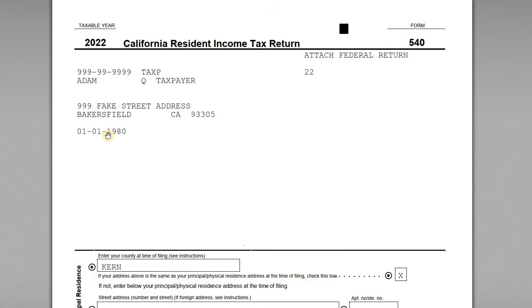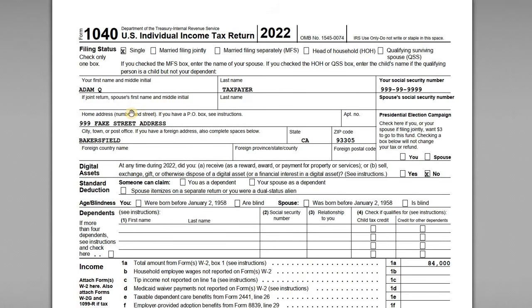Alright, for this video we want to go over a simple example of how to prepare a California resident income tax return, Form 540. So in this scenario we've got the CA resident return here, and it's part of a full 1040 as well. Before you start preparing your California resident return, you should do your federal return first, and we'll see why that's important later.